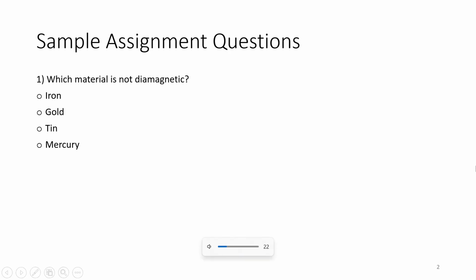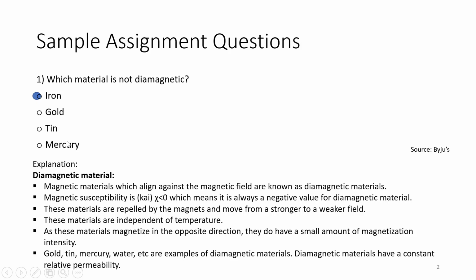So first question is, which material is not diamagnetic? Your options are iron, gold, tin and mercury. So out of these, iron is the one which is not diamagnetic but it is ferromagnetic. Other options are diamagnetic. Okay, so for explanation, what are diamagnetic materials?